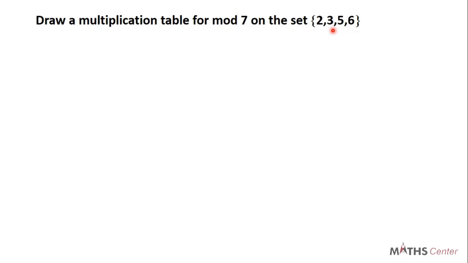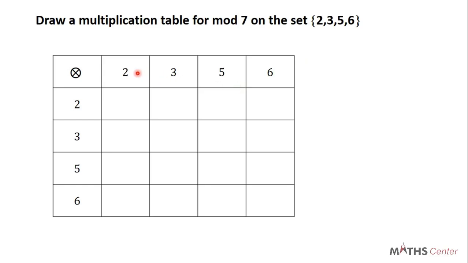We have 4 values in this set, 2, 3, 5, 6. So we are going to draw a table with 5 columns and 5 rows. We are going to draw a multiplication table for mod 7. So the operation is multiplication. You write the multiplication sign in the first cell and then you draw a circle around it. After that, you list the numbers in the first row and the first column. So we have 2, 3, 5, 6.